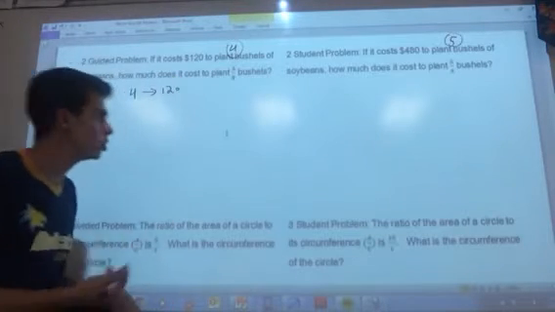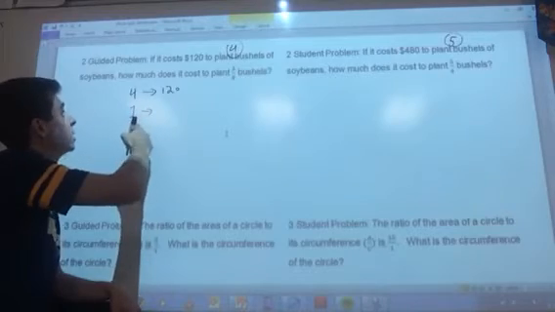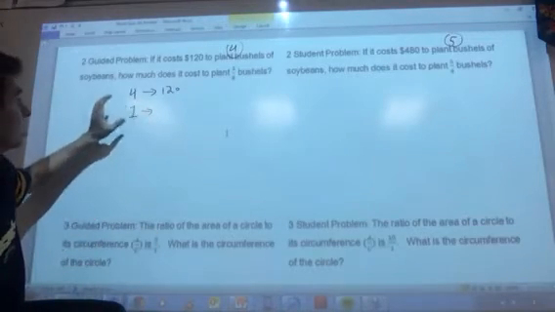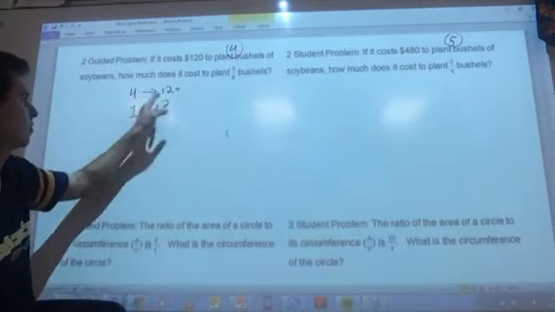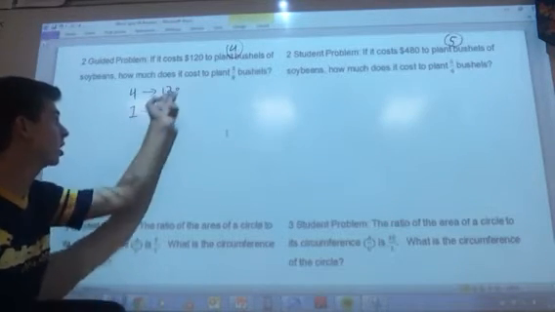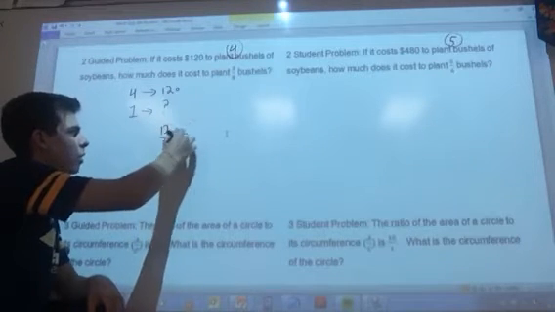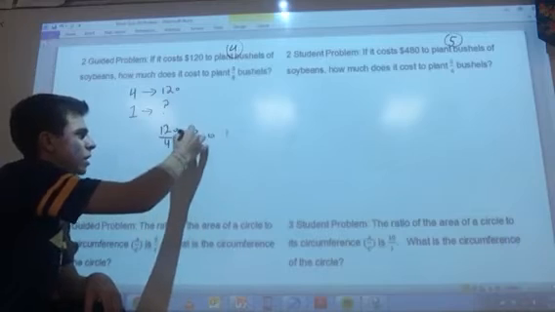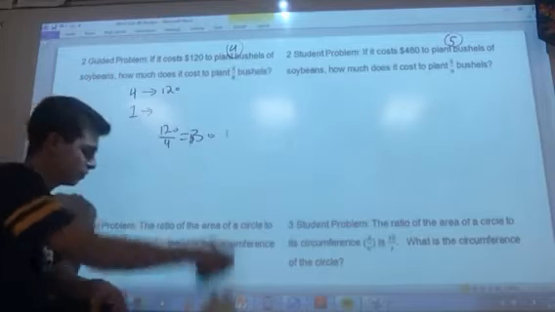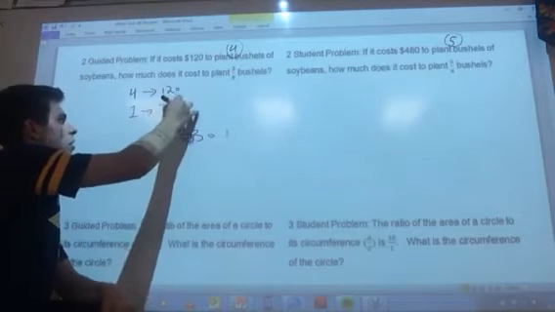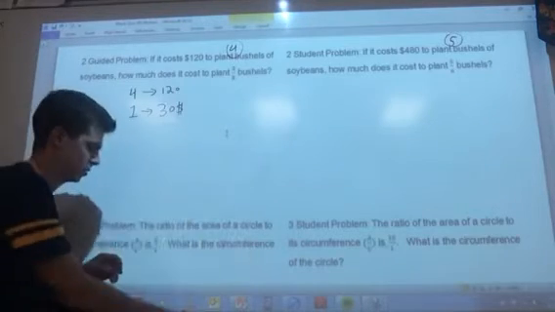So what we could do is figure out how much it costs to plant 1 bushel. That's our question mark right here. If 4 bushels costs $120, we can do 120 divided by 4, which gives us 30. So 1 bushel costs $30.